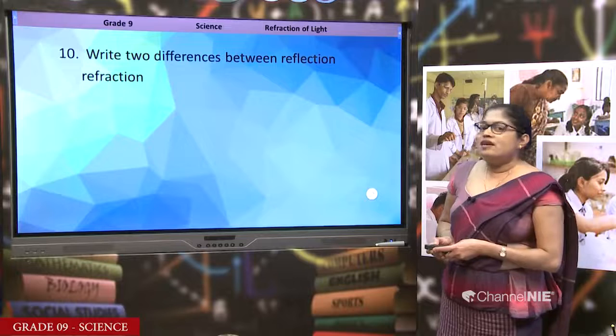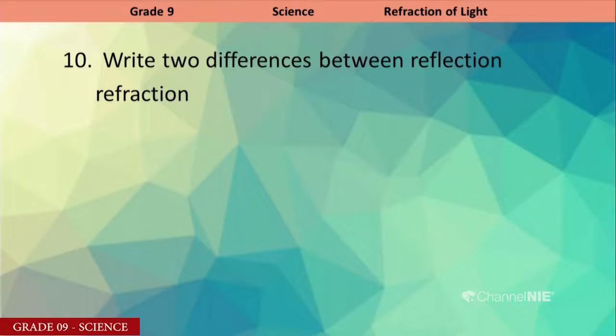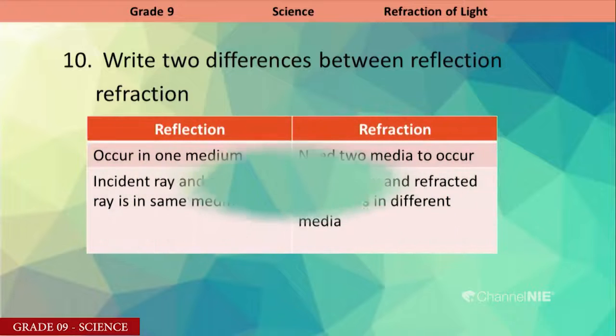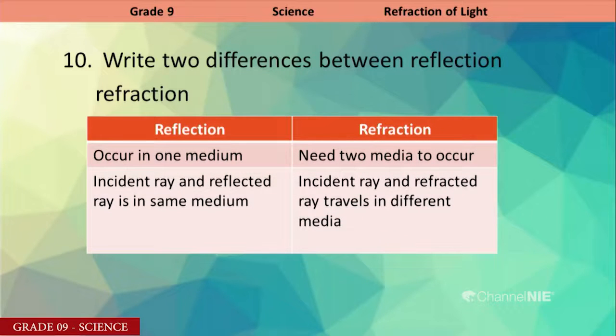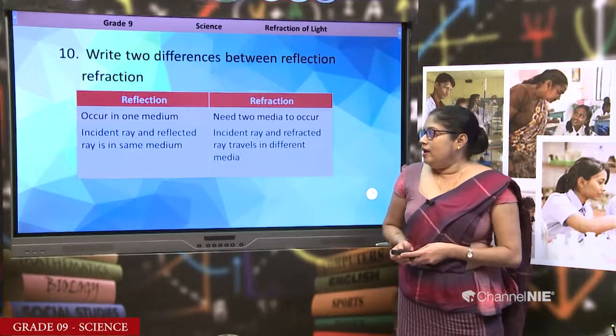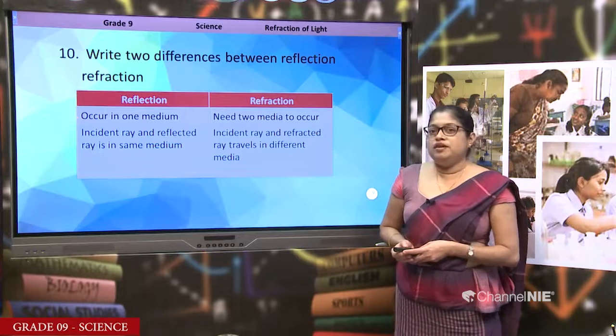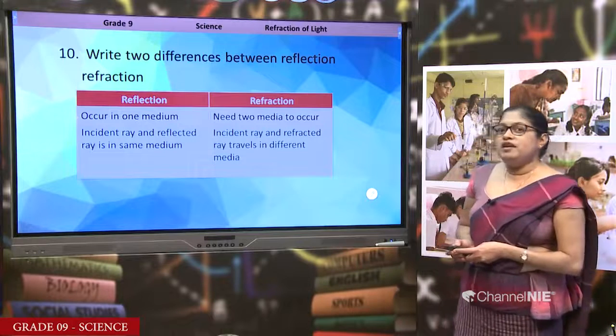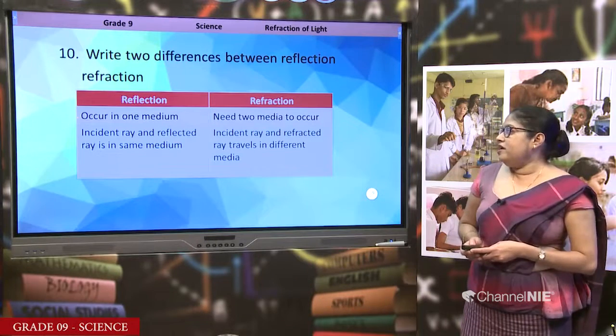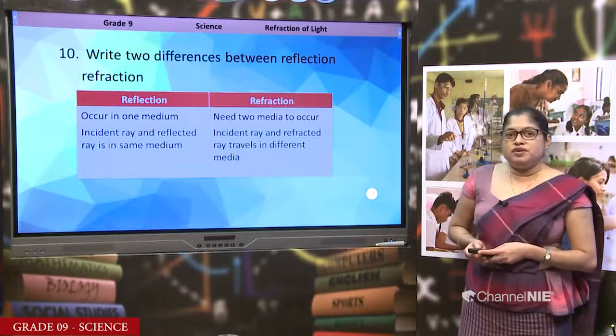Last question. Write 2 differences between reflection and refraction. Whenever you have to compare 2 things, it is better to prepare a table for that. So, this table gives the differences between reflection and refraction. Reflection occurs in one medium, whereas refraction needs 2 media to occur. The incident ray and reflected ray are in the same medium in reflection. On the other hand, in refraction, the incident ray and refracted ray travel in different media.